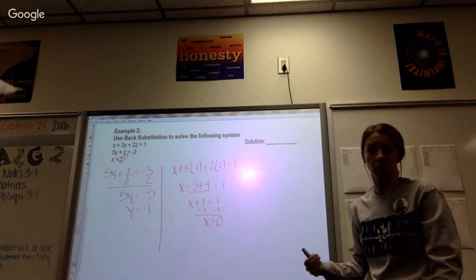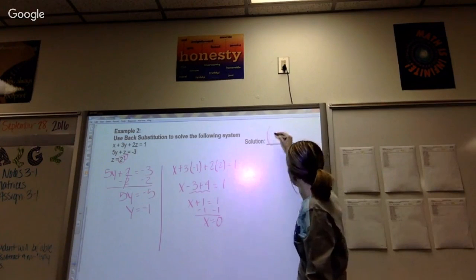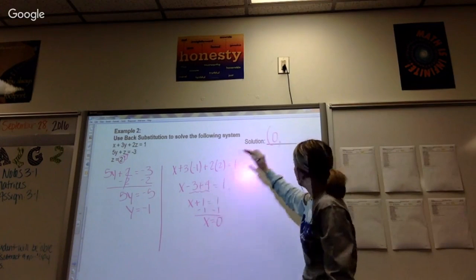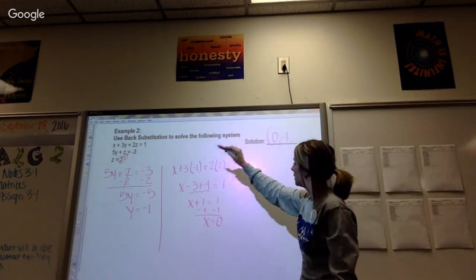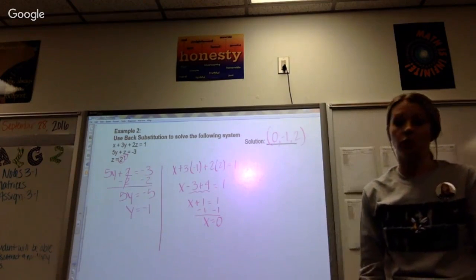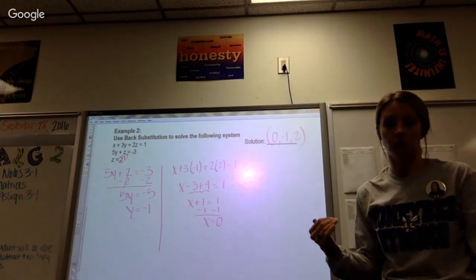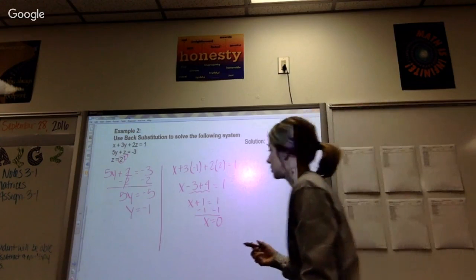The solution is the ordered triple, so make sure you write it in that form. So x will come first, so 0, then y, -1, then z, which is 2. To check your solution, you can just plug it back into your three original equations, and it should be true for all three, if that's the correct solution.